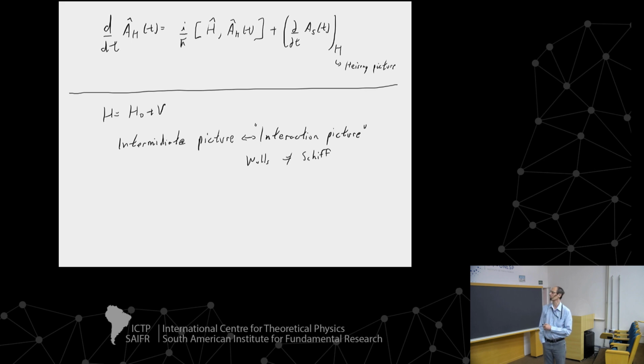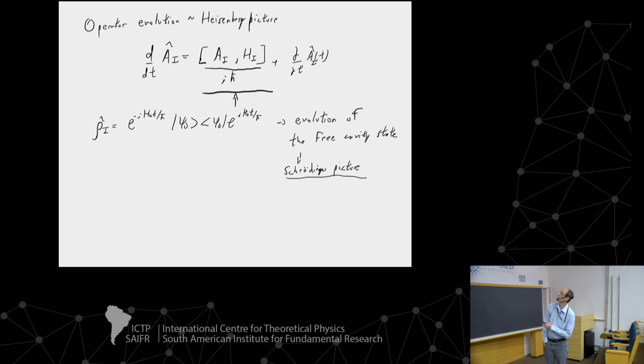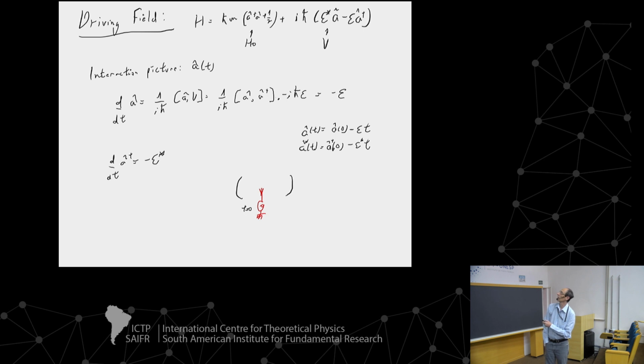Separate both parts, so things become easier, equations become simpler. So the state of the field evolves here, and here we have the evolution under the interaction Hamiltonian. When you go now to the evolution, what you get here is you separate this part, the fast part, and let's see what happens now with different situations, like the driving field.